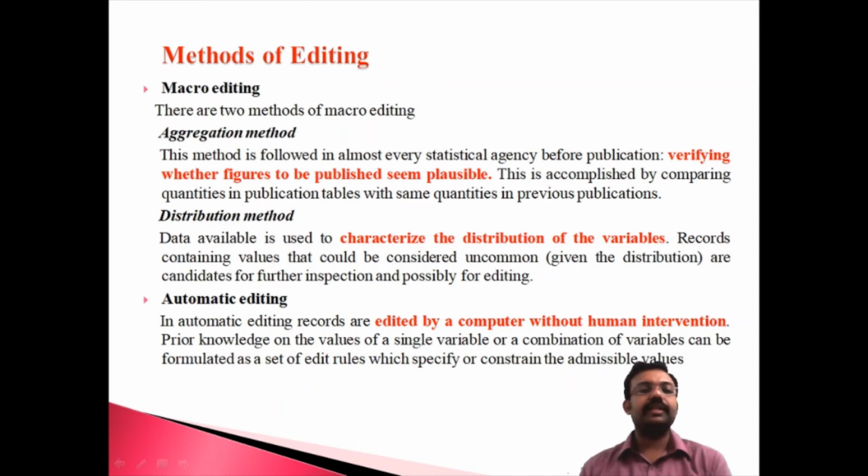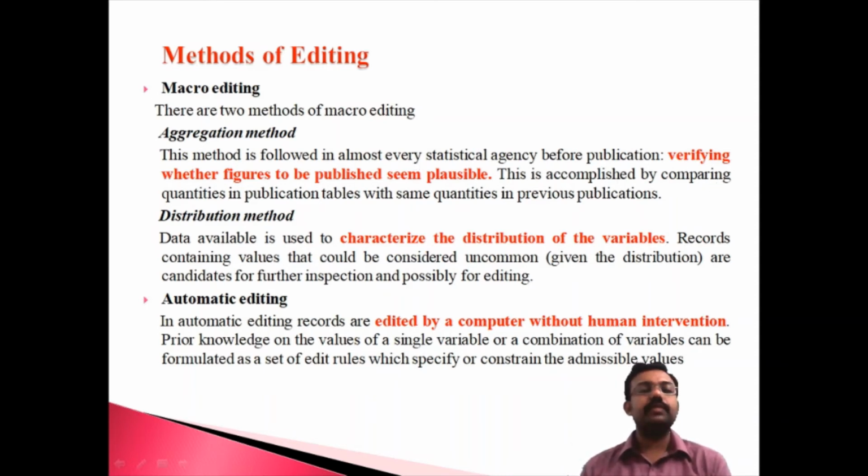We are collecting a lot of figures through the questionnaire, and we are editing these figures, ensuring whether the figures to be published are plausible. Plausibility means checking whether these figures are believable or not, and whether they are from the right sources. This can be decided with the help of the aggregation method, which is followed by almost every statistical agency before publication.